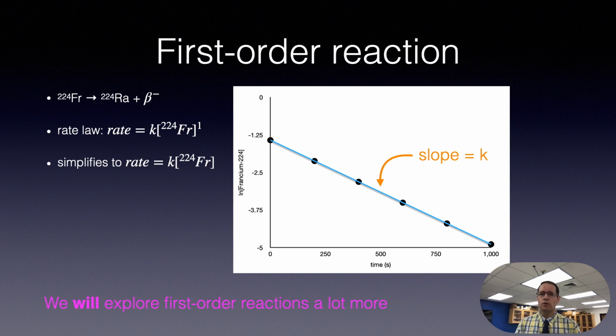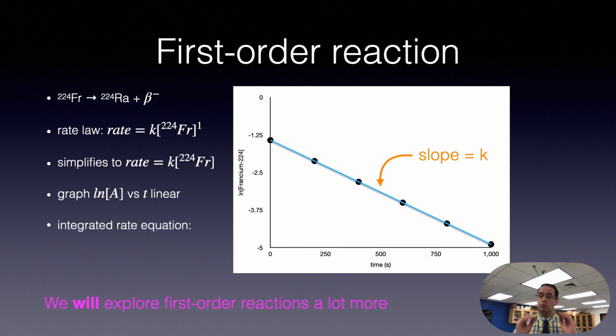Now, for a first order reaction, you can plot a different quantity, and that's the natural log of francium-224 versus the time, and that right there is going to be linear, okay? And you can see a plot of that right here on the board. That's the same data, and the slope of this is going to be equal to k.